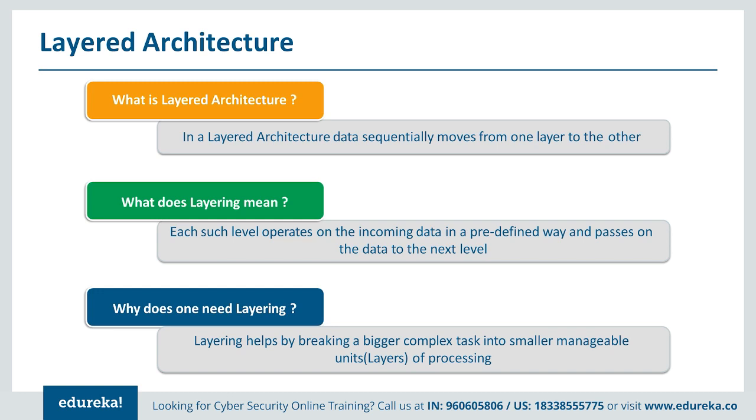What does layering mean? Each layer operates on the incoming data in a predefined way and passes the data to the next level. So each layer is working on how to receive the data, how to process it, and how to send it out. Each layer will receive data, process it, and send it across to the next layer. Why does one need layering? Layering helps break a single complex task into multiple smaller units, and each layer can process multiple units and get the tedious single networking task done.